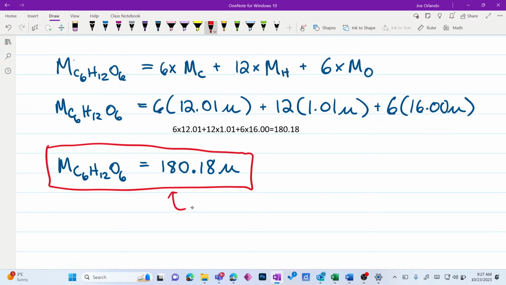But just to remind ourselves what this means, a glucose molecule weighs 180.18 atomic mass units.